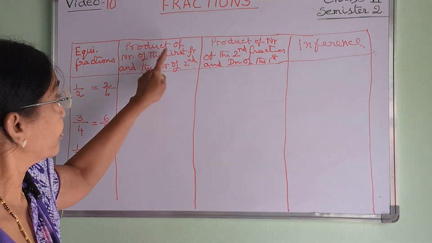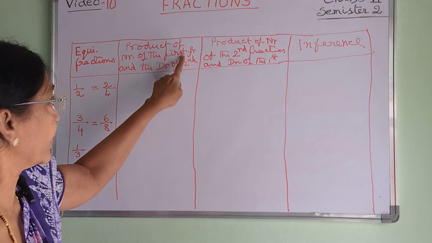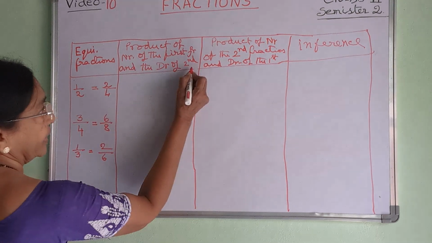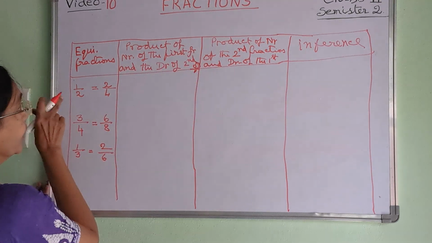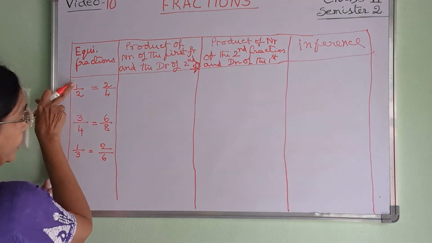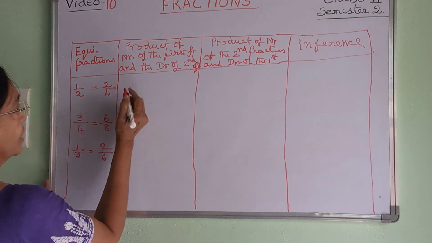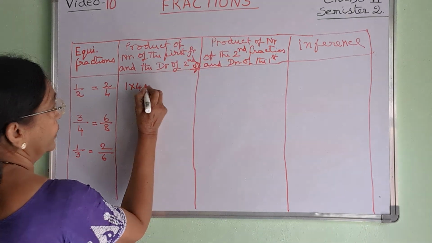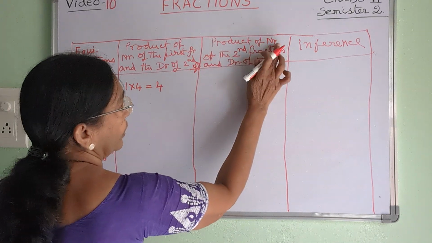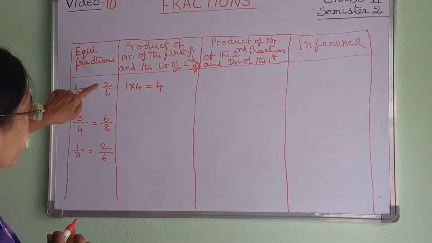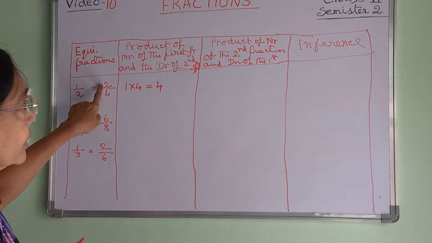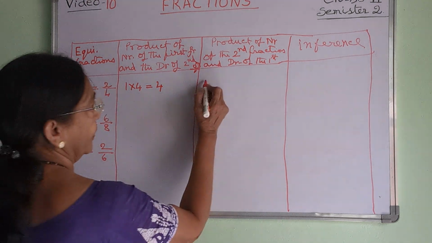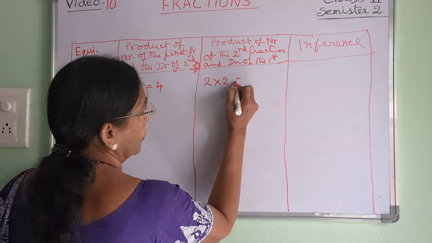Now we take the product of the numerator of the first fraction and the denominator of the second fraction. See, numerator of the first fraction 1, denominator of the second fraction 4, 1 into 4. And here 1 into 4 is equal to 4. Here, the product of the numerator of the second, 2, and the denominator of the first, 2: 2 into 2 is equal to 4.